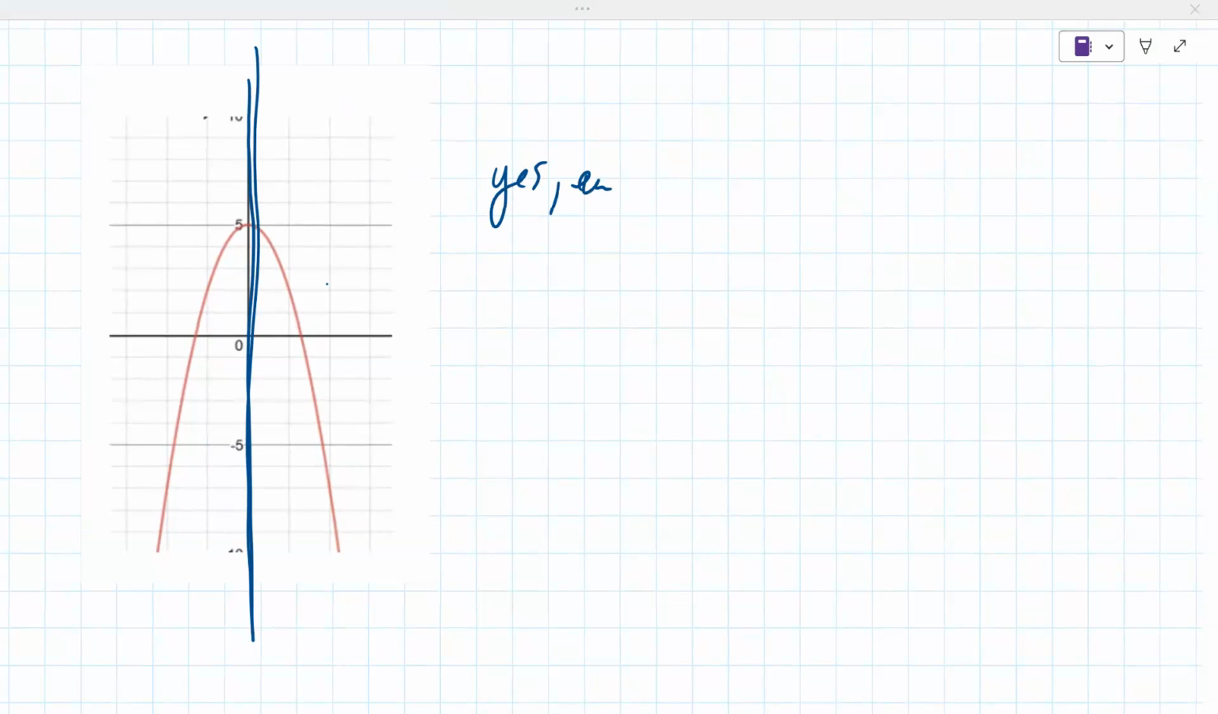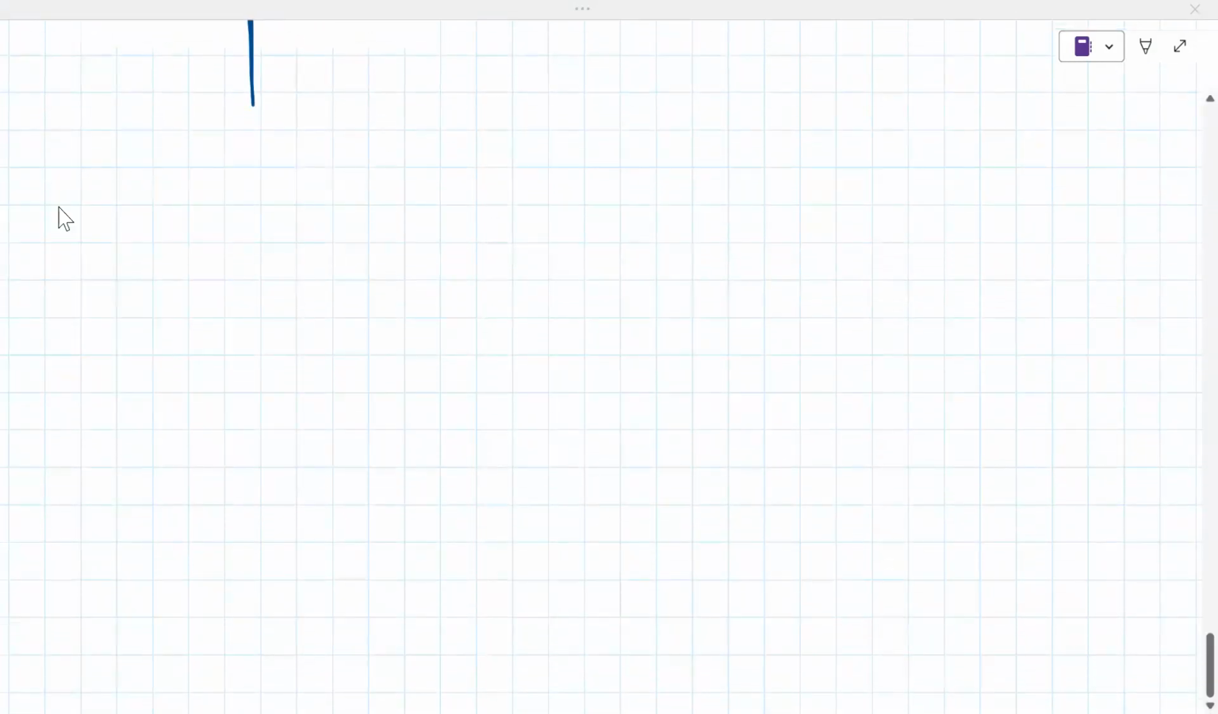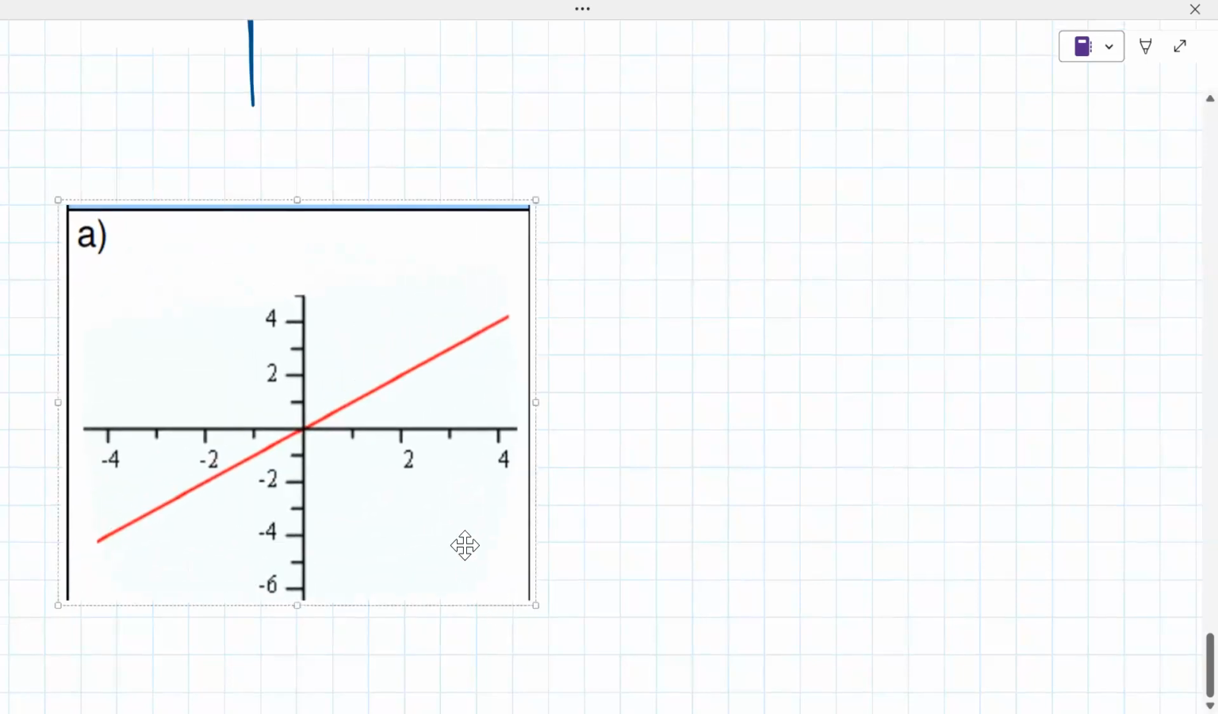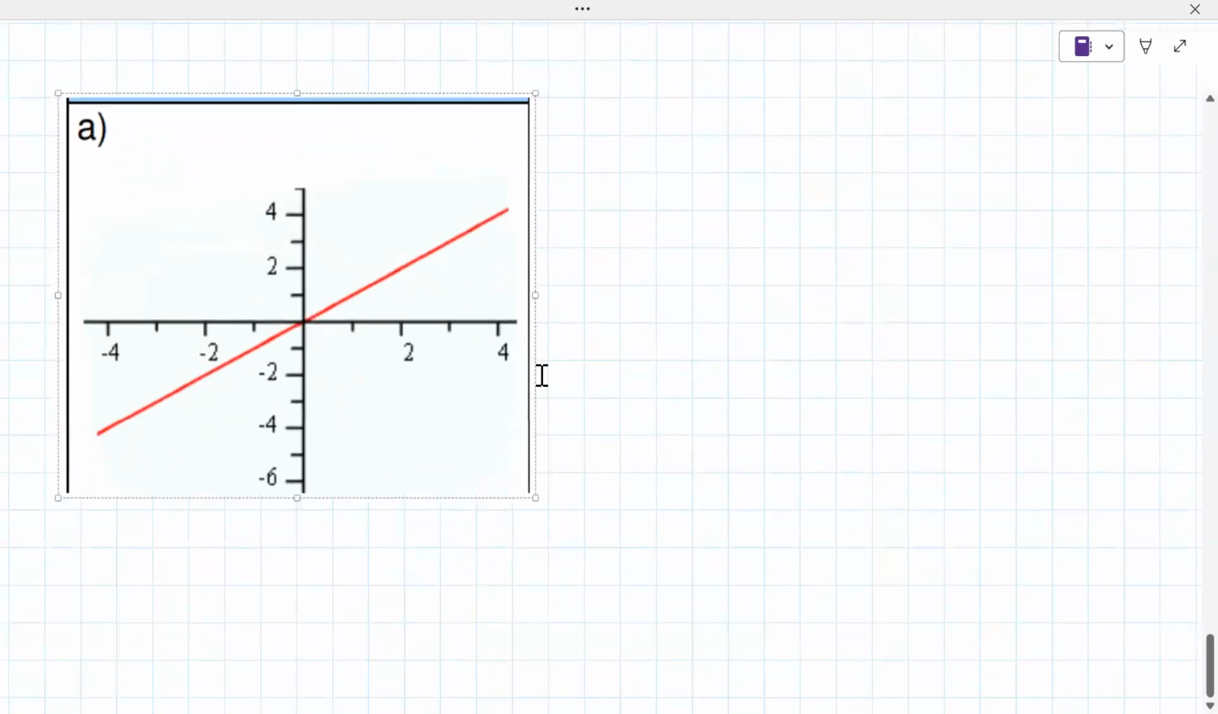Let's look at another one. All right. Is this the same? Is this even? It's the same and even. What is the definition for even? Even is where left and right of the lines go through the y-axis, and they're the same.